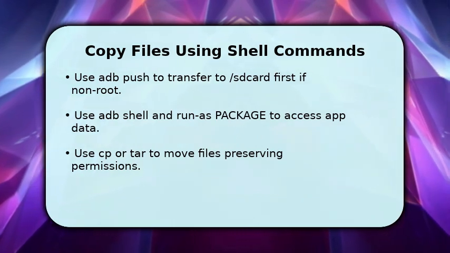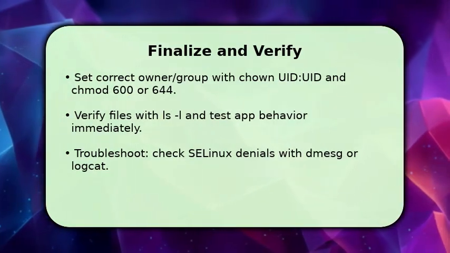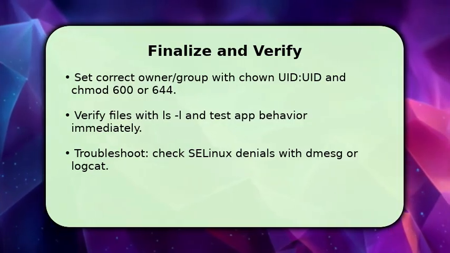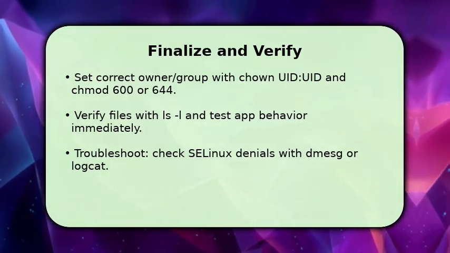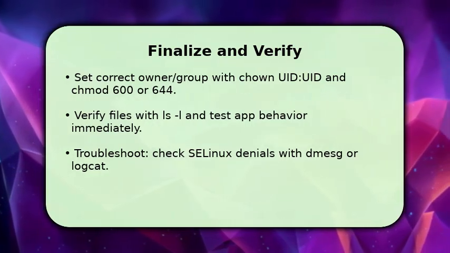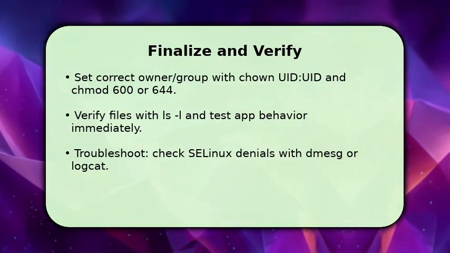You finish by validating ownership, permissions, and behavior so the app uses the files reliably. After copying, run chown to match the app UID and set chmod appropriately. Private files often use 600, public files 644. Then ls -l to confirm and restart the app or service, because many apps only reread data on start.